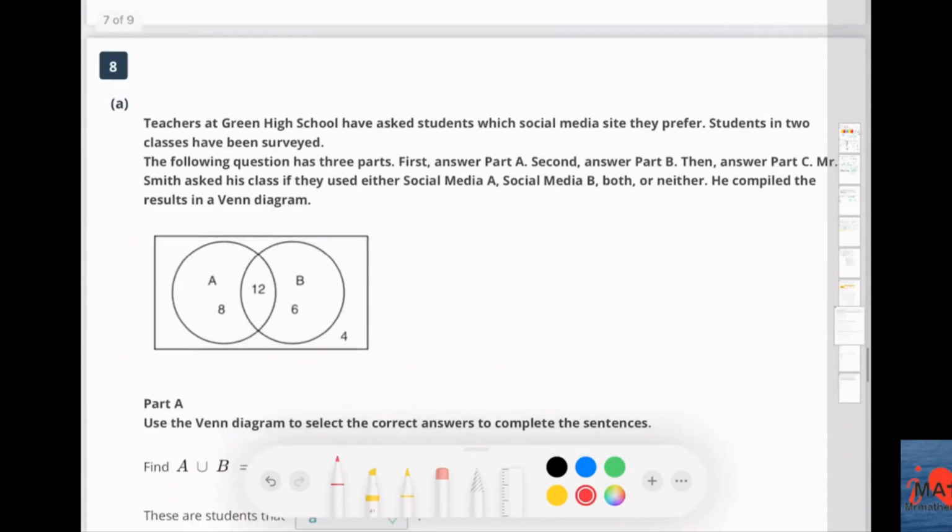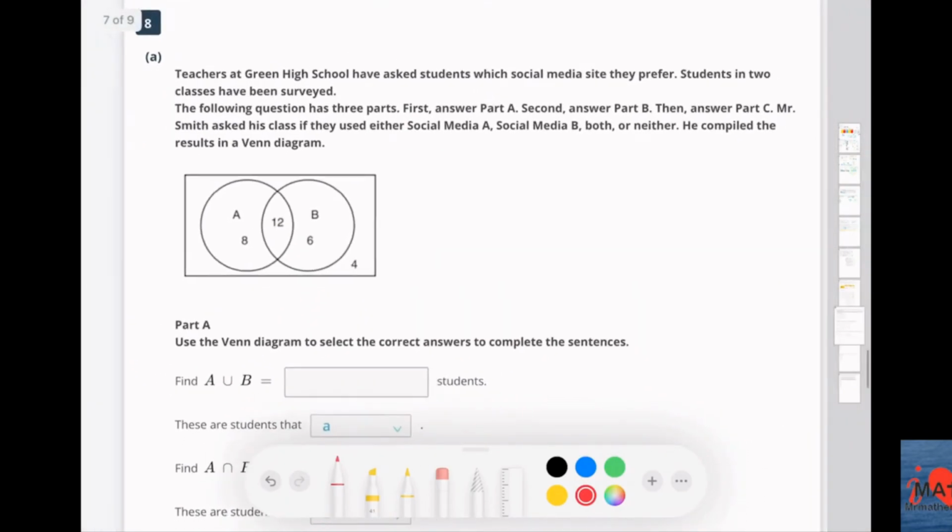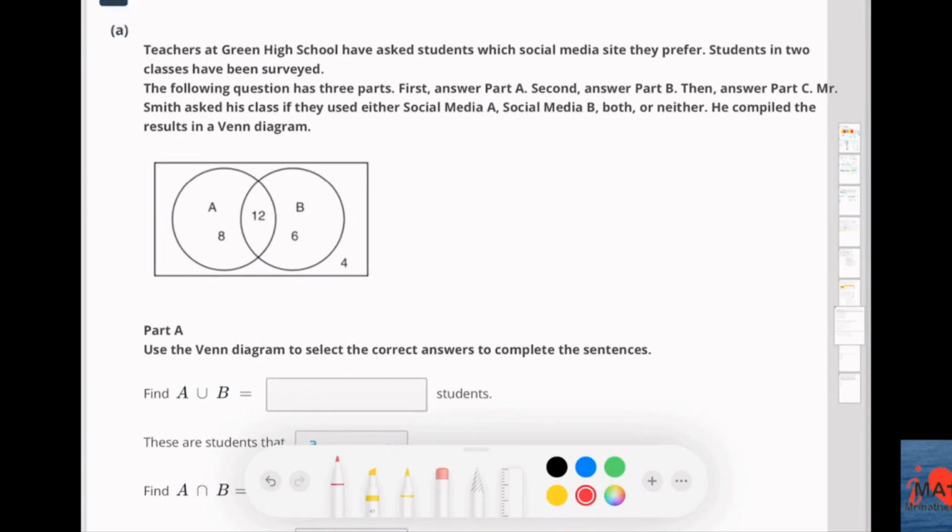All right, Venn diagrams. Teachers at Green High School have asked students which social media site they prefer. Students in 2 classes have been surveyed. The following question has 3 parts. First, answer part A, and then second, answer part B, and then answer part C. So there's 3 parts. Mr. Smith asked his class if they used either social media A, social media B, or neither, and he compiled the results in a Venn diagram.